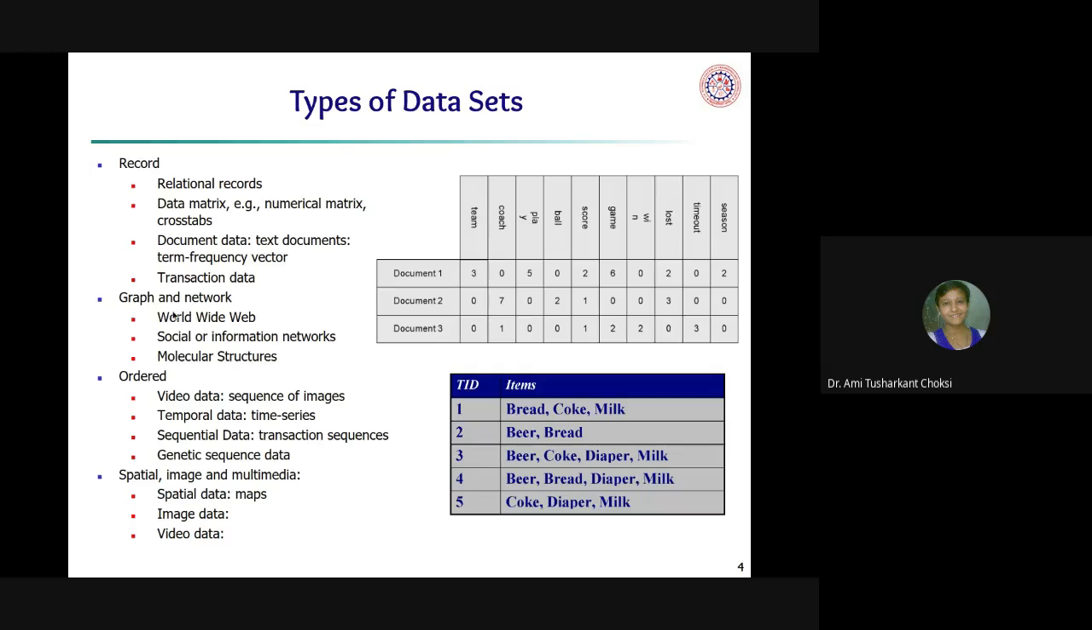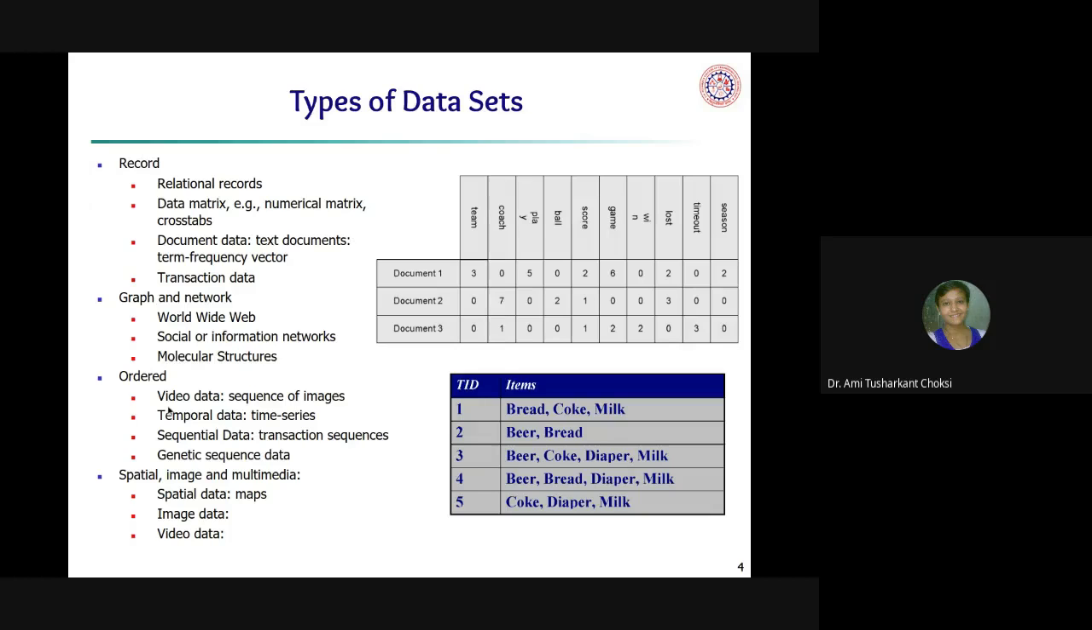If it is graph and network, we can say it is the World Wide Web, social or information networks. For social and information networks, the network structure is there, right? Graphs are used to find the distance between people. That is, if one person is my friend, and that person has another friend, then that third person and I are also related, right? So information networks and social networks use the graph and network type of data set.